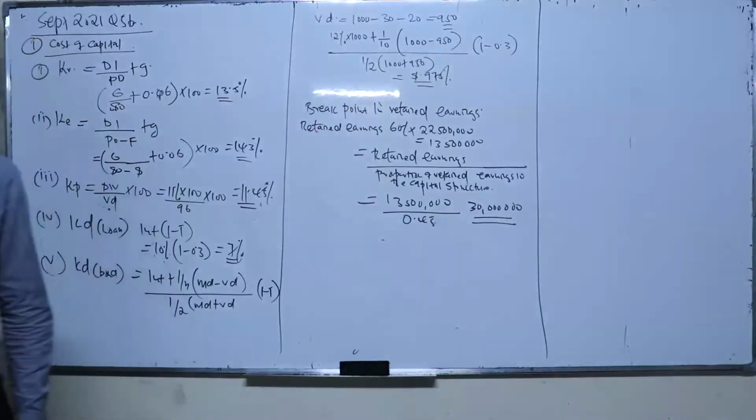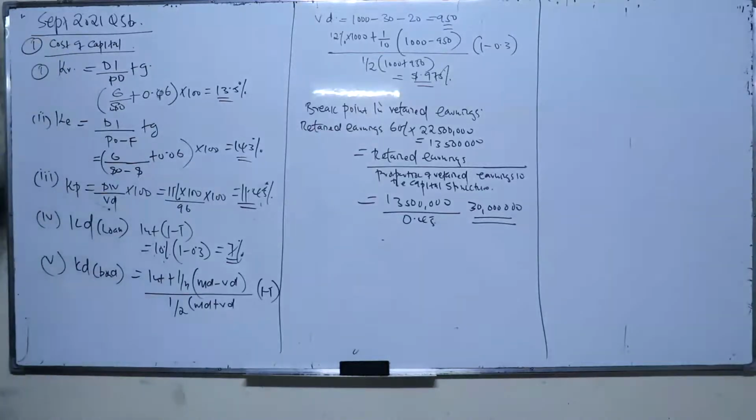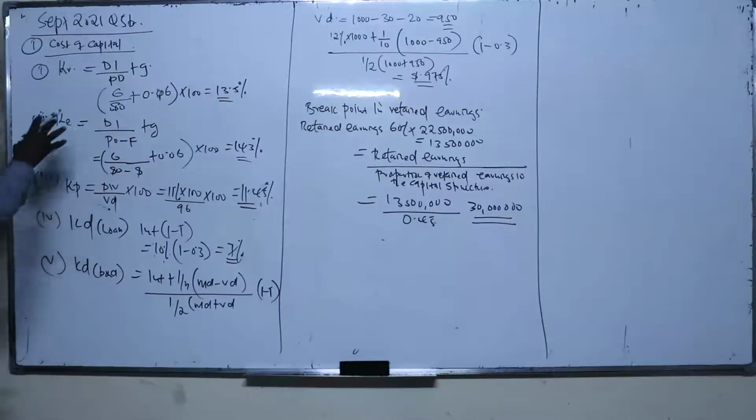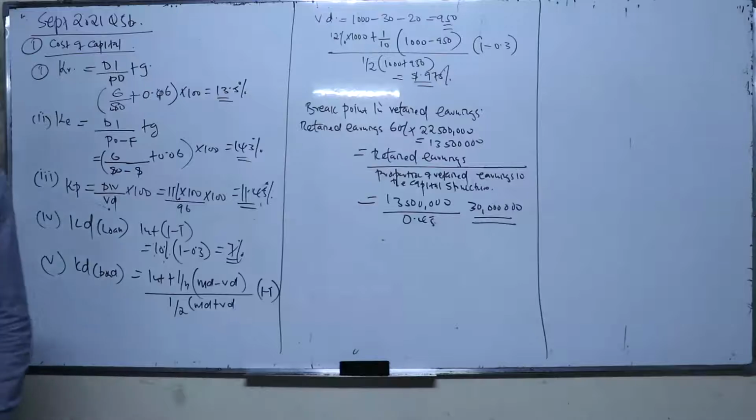Retained earnings and equity are the same thing. Here there is a difference. Preference is also, no, preference is different.